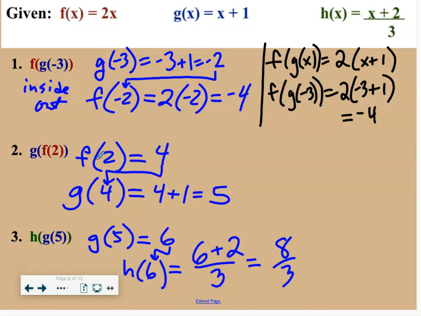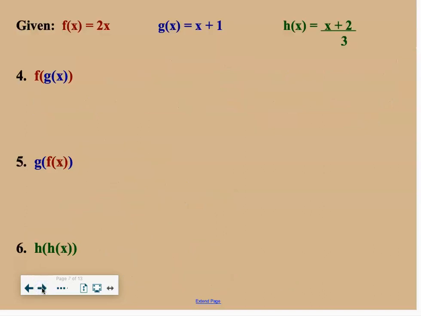Everyone's good? I'm trying to match eyes with everybody. Middle group here is good? Yes? Okay. All right. We're going to do the exact same 3 problems except we're going to do it with x's, no numbers. So you did this a few minutes ago, f of g of x and g of f of x.